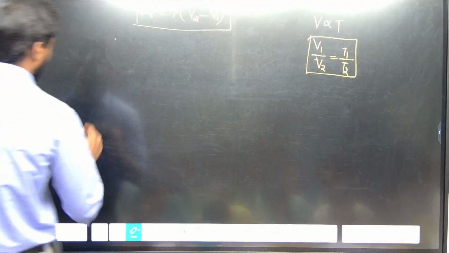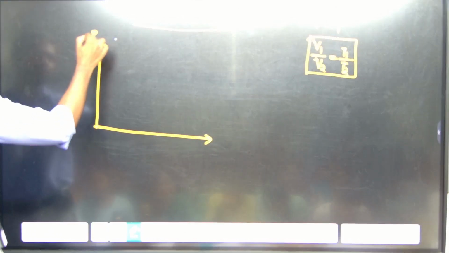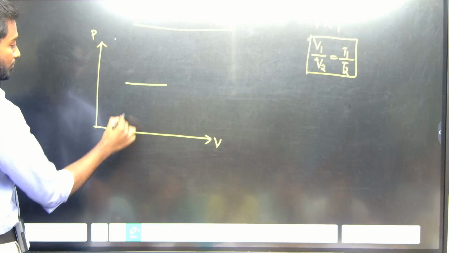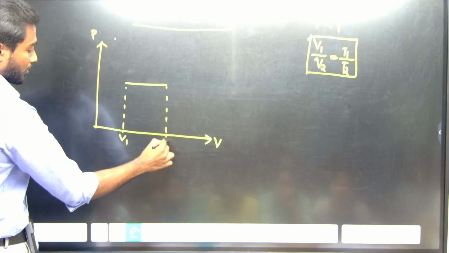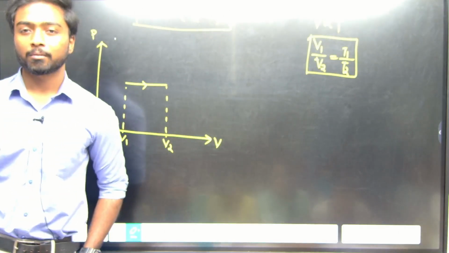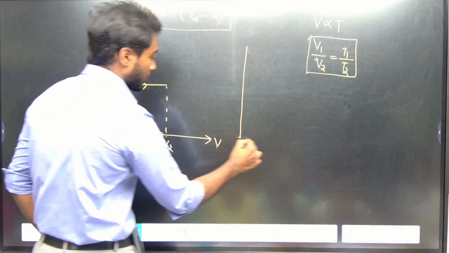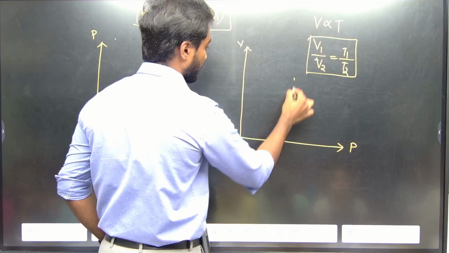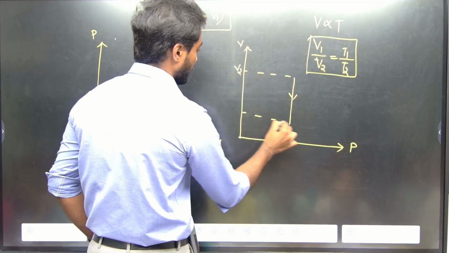The next point is graph. The PV graph will look like this, with V1 and V2. Your pressure is constant or varying? It is constant. Sometimes the graph will look like this also, with V and this is P, V2, V1.